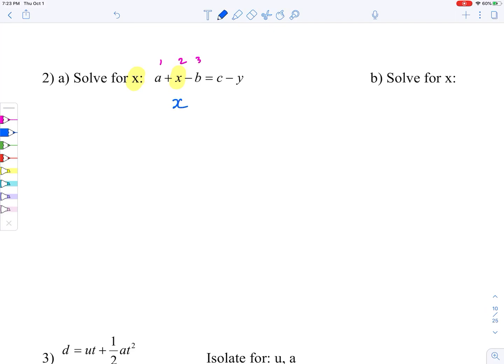So x stays where it is. On the right side, we had c minus y. I'm going to bring the a to the other side. So adding a turns into subtracting a. And then subtracting b, bring it to the other side, is going to turn into adding b. And that's it.